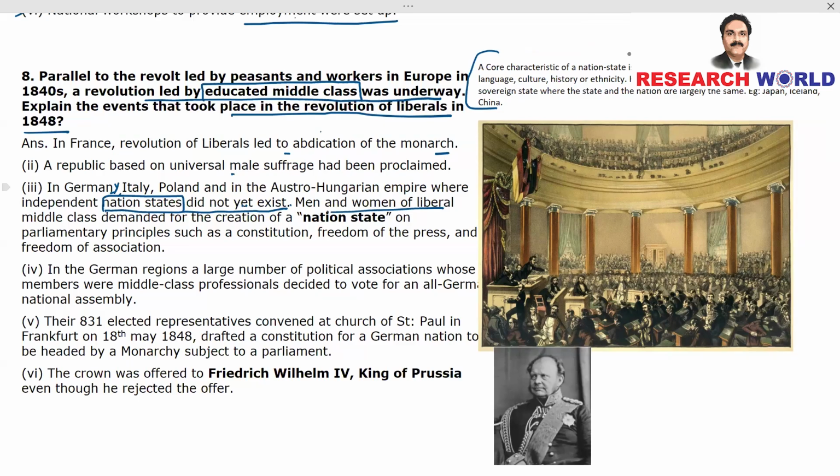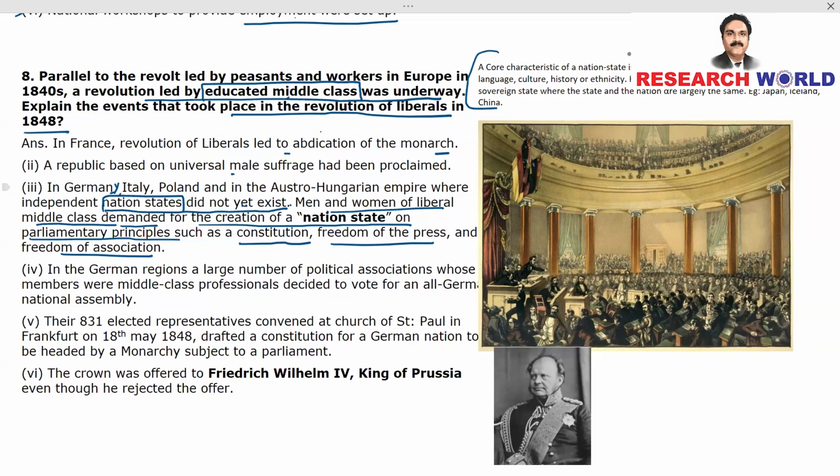Men and women of the general middle class demanded the creation of a nation state on parliamentary principles, such as there should be a constitution, freedom of the press, and freedom of association. So, in Germany, Italy, Poland, and in the Austro-Hungarian Empire, where independent nation states did not exist, they were all monarchies. Okay, men and women of the liberal middle class, what did they do? They demanded the creation of a nation state.